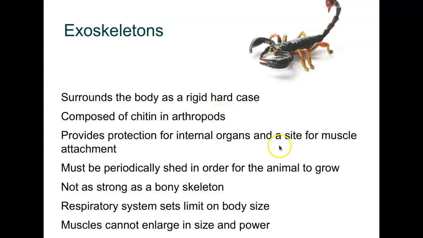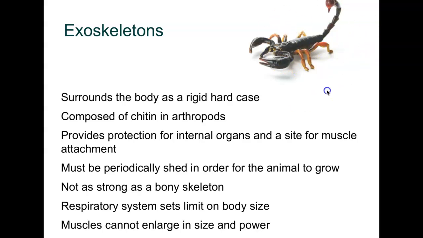Exoskeletons are quite common. They're common because lots and lots of animals have them. Actually, the most numerous group of animals, the arthropods, all have exoskeletons. And these are basically hard, rigid cases that surround the body of the animal. It is a great way to protect the innards of the animal, to protect the muscles. So the muscles are going to be attached on the inside of the exoskeleton.